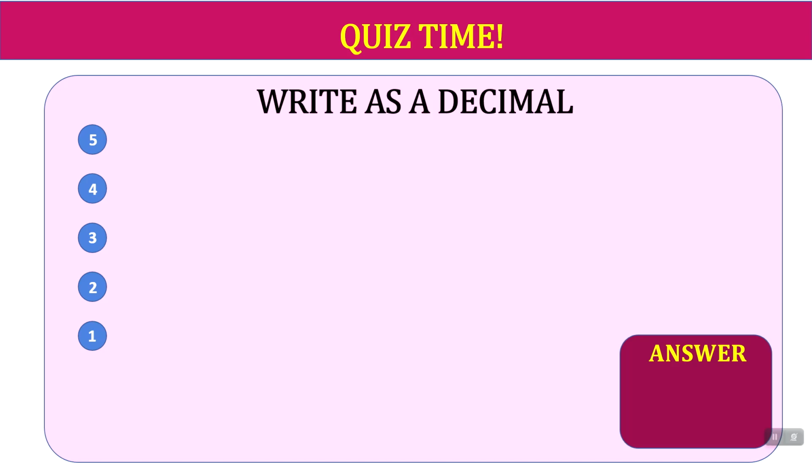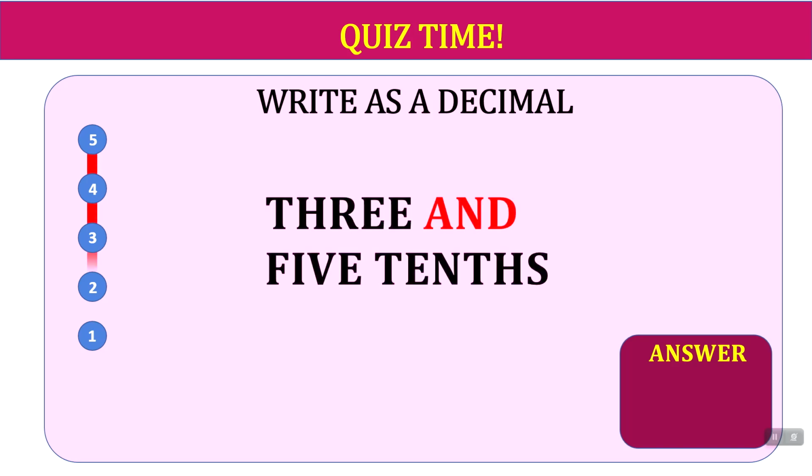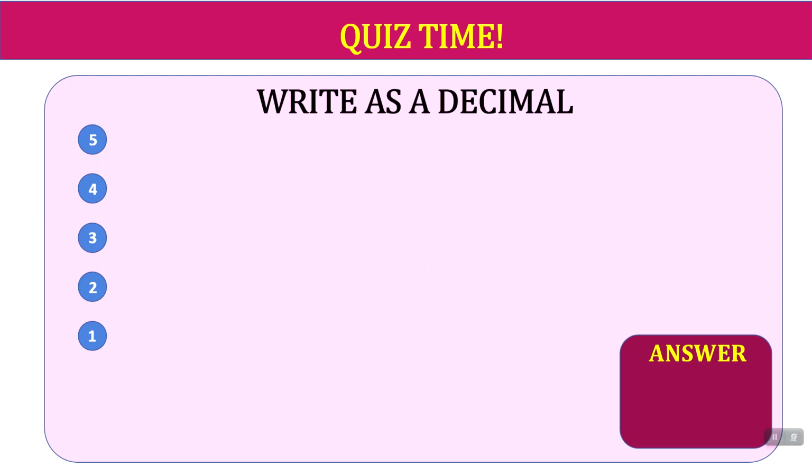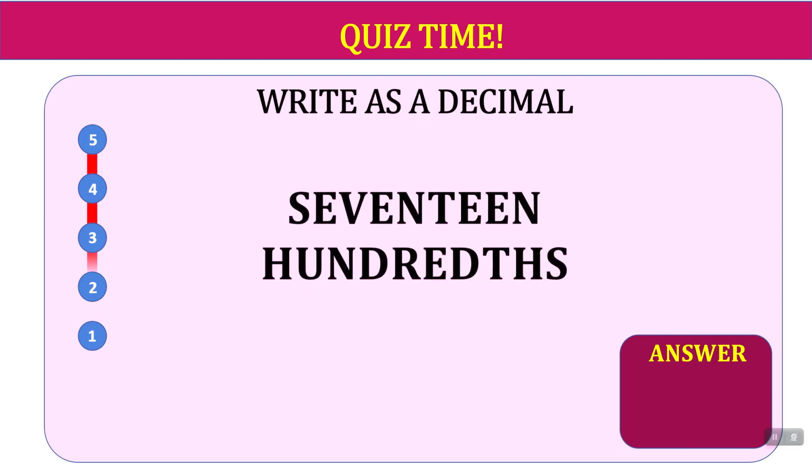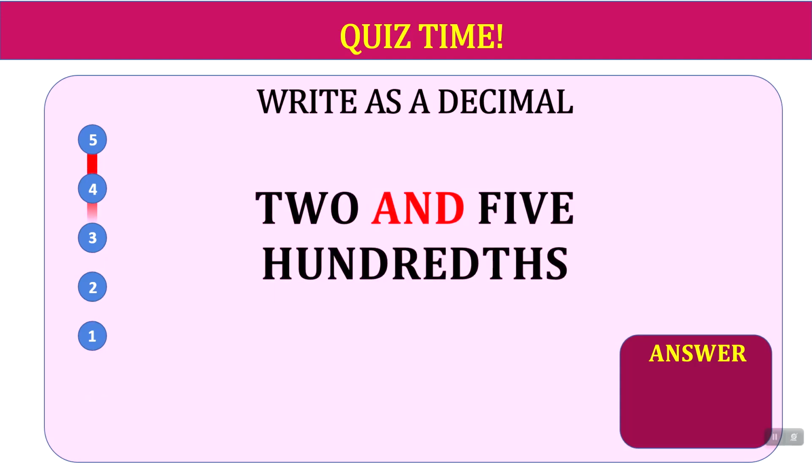And now it's quiz time. Write the following as a decimal. You have 5 seconds before the answer is revealed. 3 and 5/10ths. Time's up. The answer is 3.5. Number 2, 17/100ths. Time's up. The answer is 0.17. 17/100ths. Number 3, 2 and 5/100ths. Time's up. 2.05. 2 and 5/100ths.